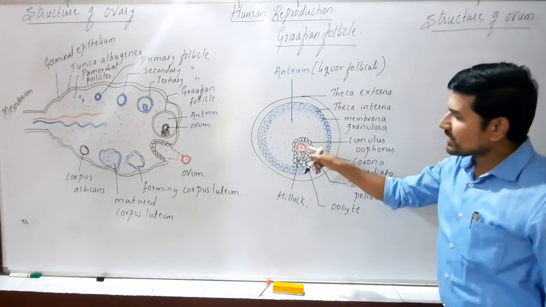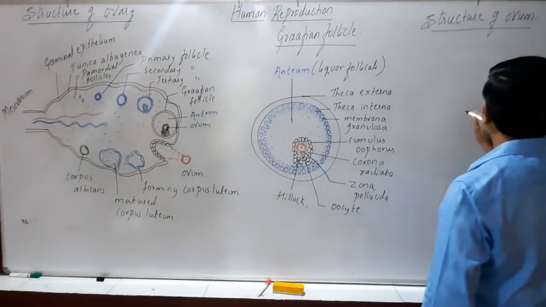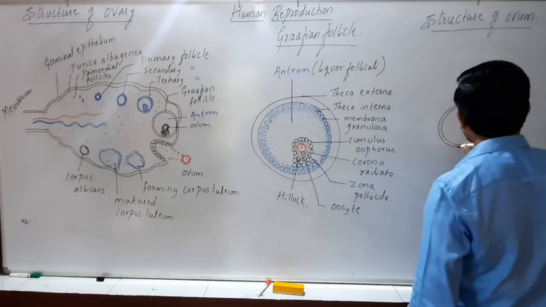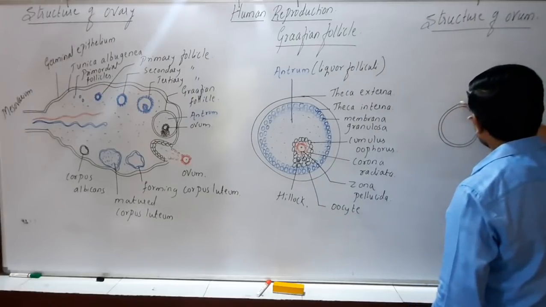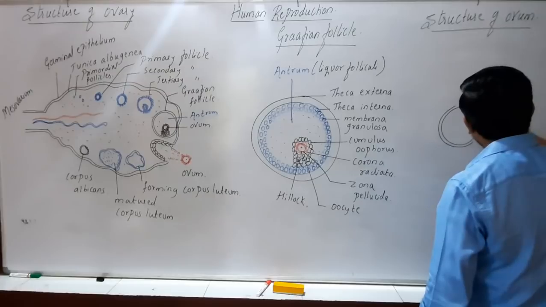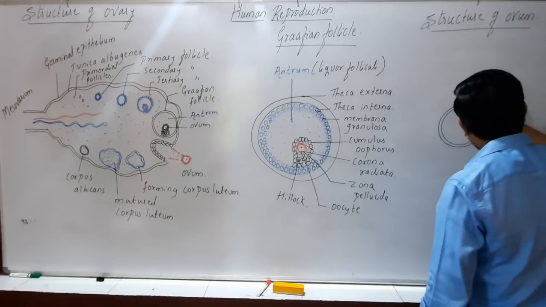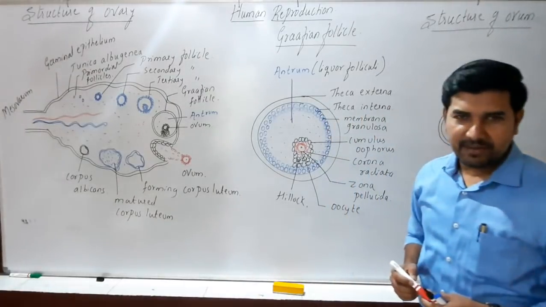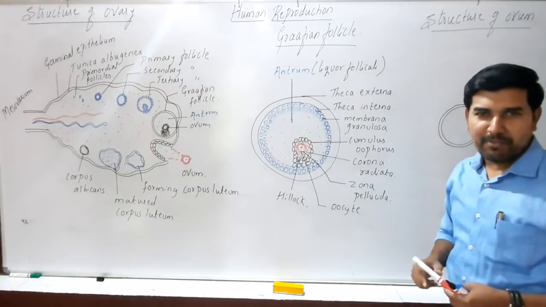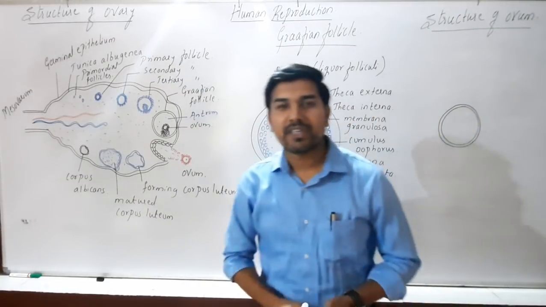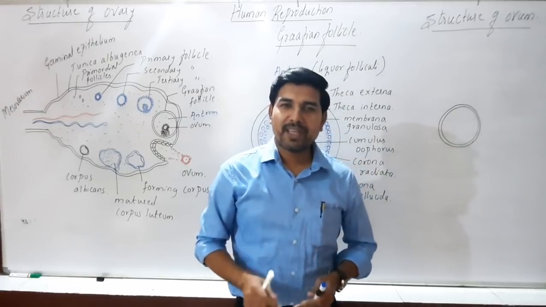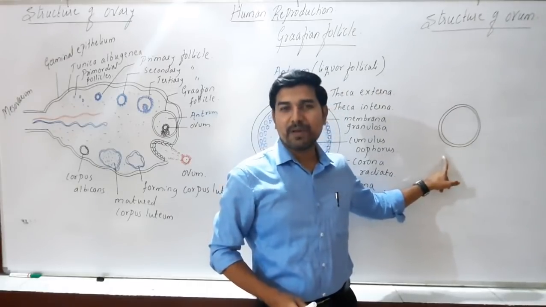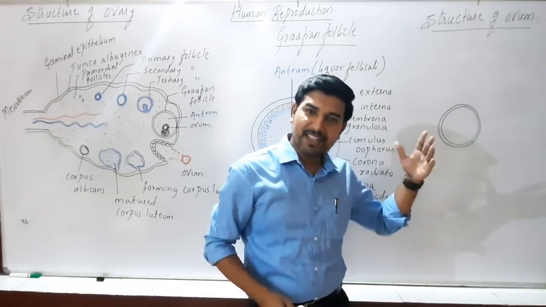Now, if we look at the structure of the human ovum, it appears in this way. If we look at its size, it might be around 1 millimeter. And if we compare it with the human sperm, the sperm is much smaller than the ovum. The ovum is 30 times bigger than the sperm.